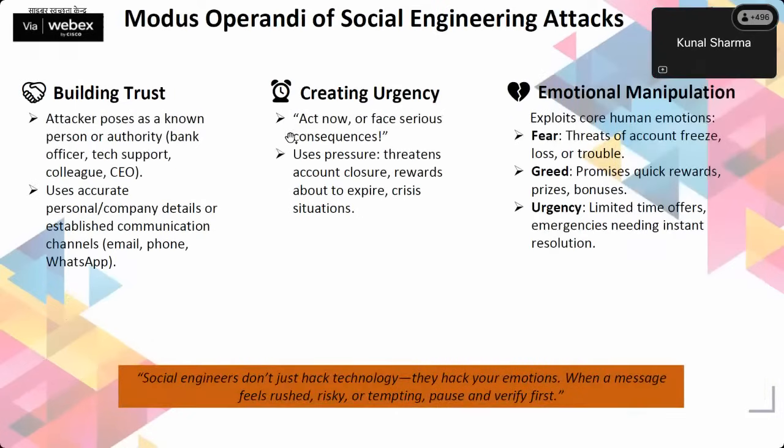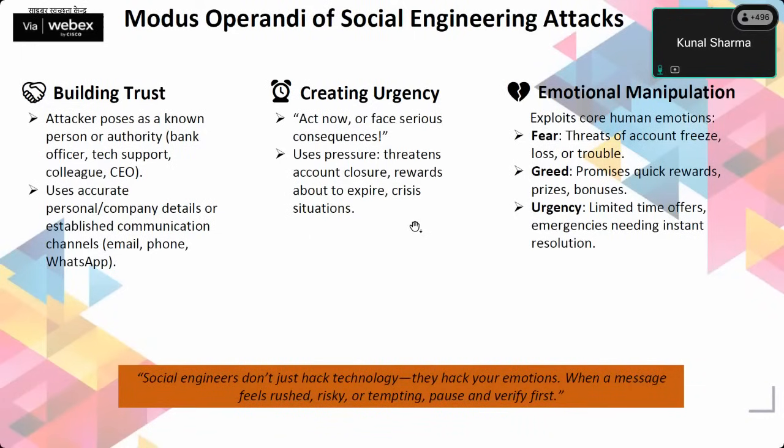So we'll go through the attack modus operandi. What attackers do is build trust. They pose as genuine people, like SBI managers or an authority like your CEO or your manager. Then they create urgency, like your bank account will be frozen, so update your KYC. Then they exploit emotions like fear, greed, and emergency, so you download malicious apps and get infected. All these are social engineering attacks.